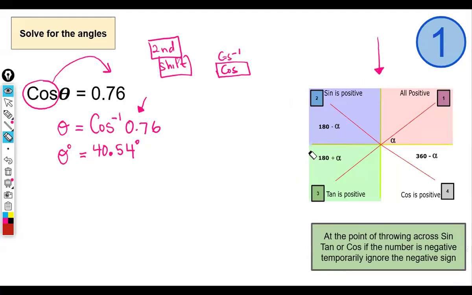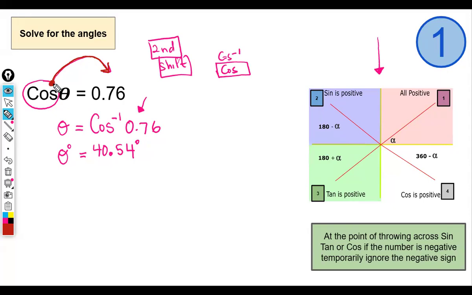So, all these trigonometry questions are either going to boil down to positive types of questions or negative types of questions. The positive types of questions are going to be super easy. That's the easy question. But how do you know whether it's a positive question or a negative type of question? When we are solving for the angle, at the point of throwing across the trig function, the trig function is either the sine, the tan, or the cosine. In this case here, the trig function is cosine today.